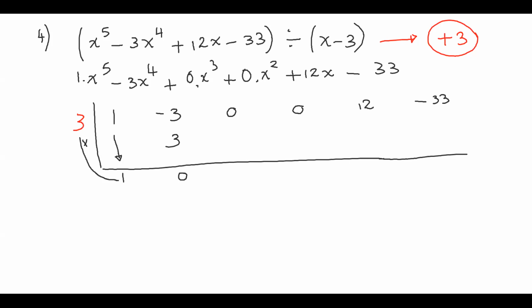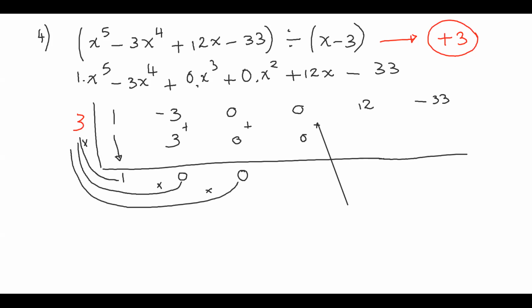You add. Then 0 times 3 is 0, and when we add 0 plus 0, it's going to be 0. And 0 times 3 is 0, 0 plus 0 is 0. What's the point of even doing zero? Why do we even do it? We have to, because those are the missing terms. We have to put 0, otherwise you don't get the right answer.